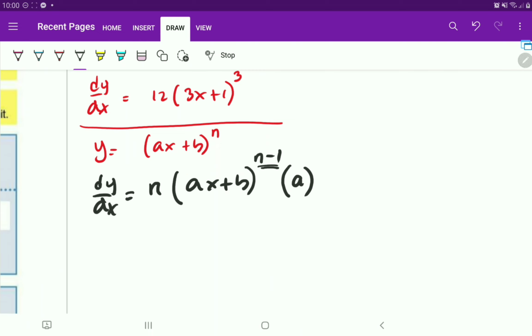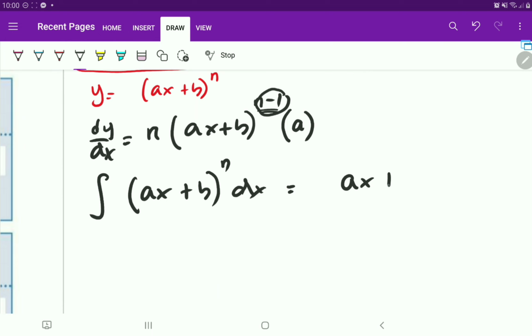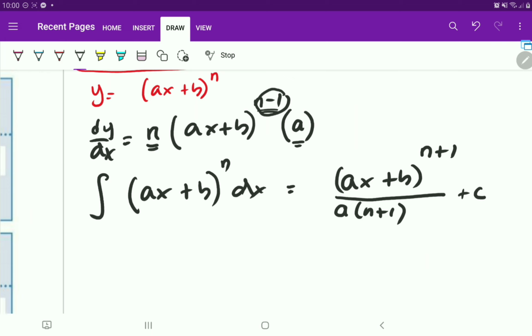In integration, suppose that you have the integral of (ax plus b) to the n dx. What shall we do? Again, in differentiation we minus 1, but in integration, we need to add 1. So that is (ax plus b) raised to the n plus 1. In differentiation we multiply by na; here, we divide by a times (n plus 1). And then you need to add your plus c.